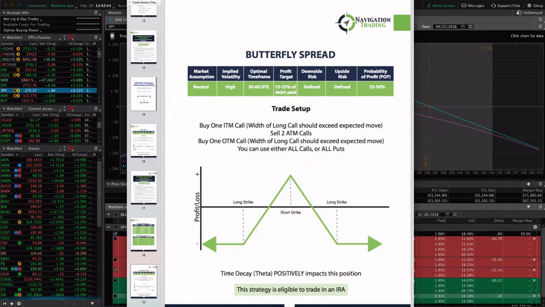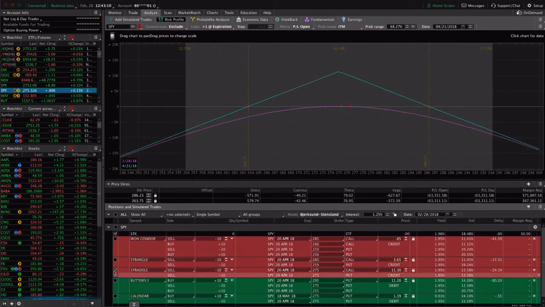The other thing is, as before, time decay positively impacts this position. The other thing about a butterfly is this strategy is eligible to trade in an IRA. So you can trade a butterfly in a margin account or in an IRA. Let's go back to the platform and hopefully I can make that all make sense.